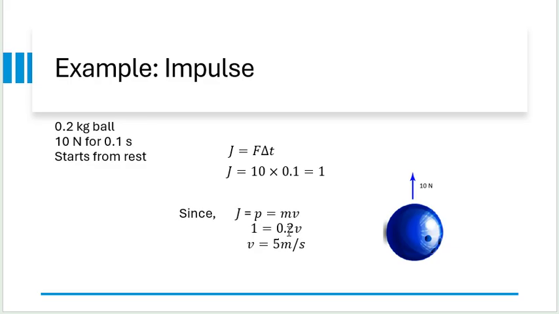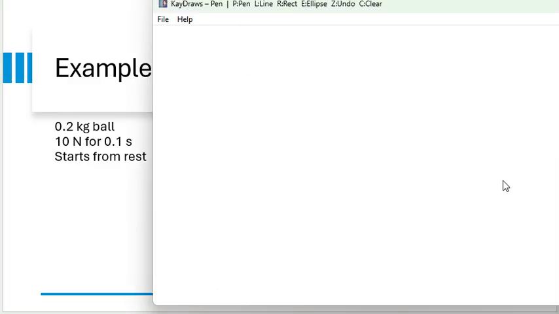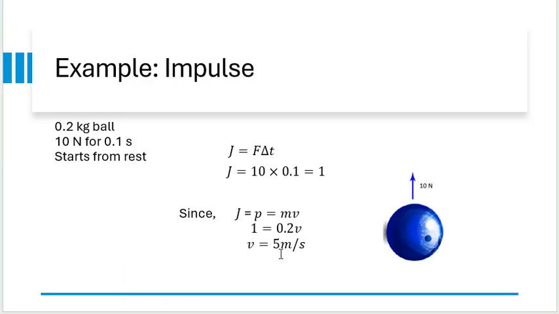0.2 kilogram because this ball weighs that much, and then of course your velocity is the one we want to calculate, so we are going to divide 1 by 0.2. So in this example what we do is divide 1 by 0.2, like this, so you will get 5, of course, meter per second.